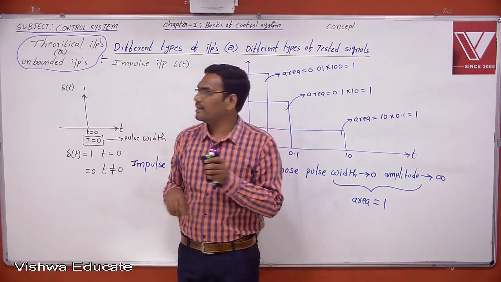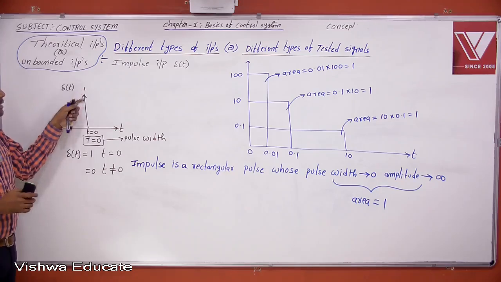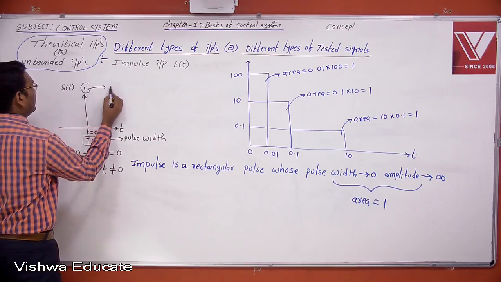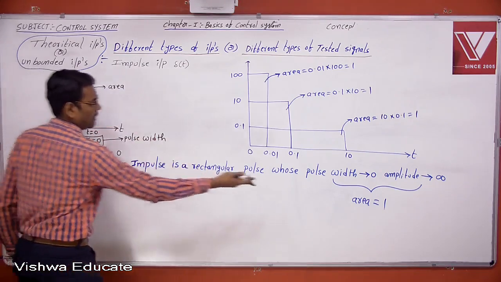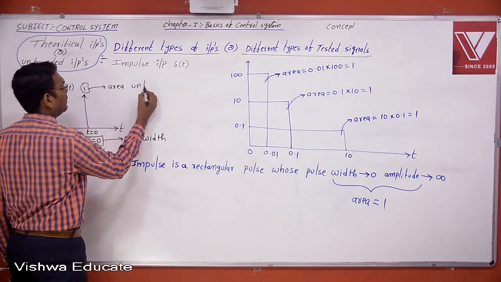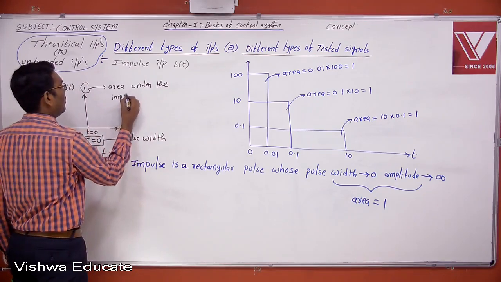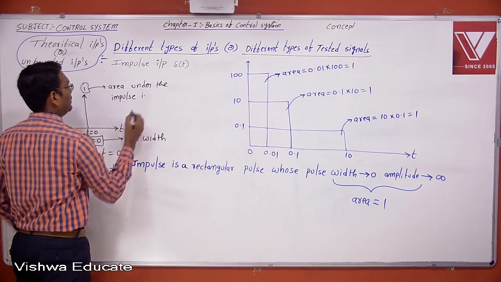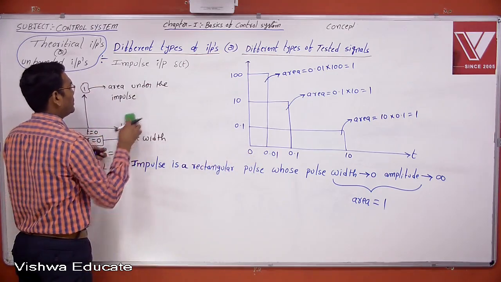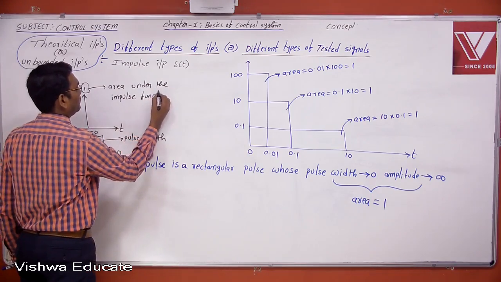The reason behind that is, this is a pulse width equal to 0, then this 1 is nothing but the area under the impulse function. This 1 is nothing but area. This is not an amplitude. This is not the magnitude. This is the area under the impulse function, or the area under the rectangular pulse whose pulse width is 0 or pulse amplitude is infinity.